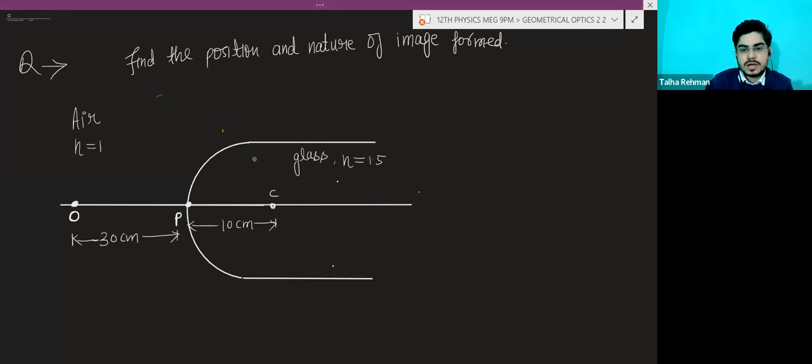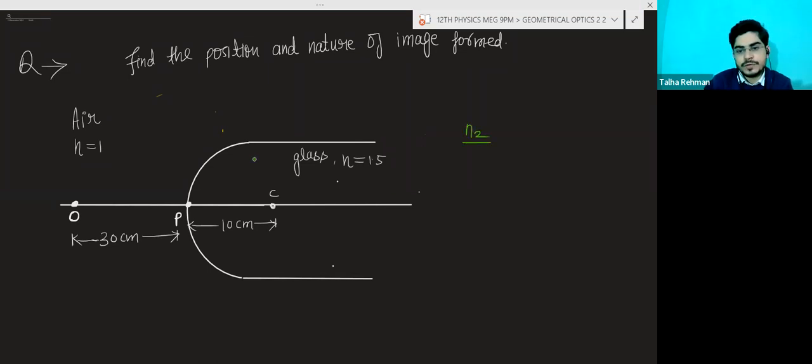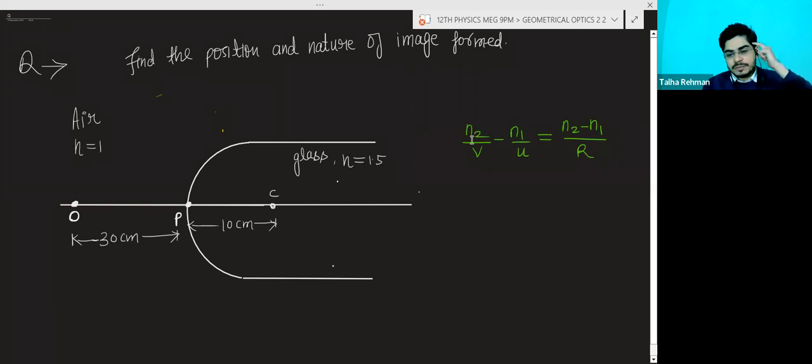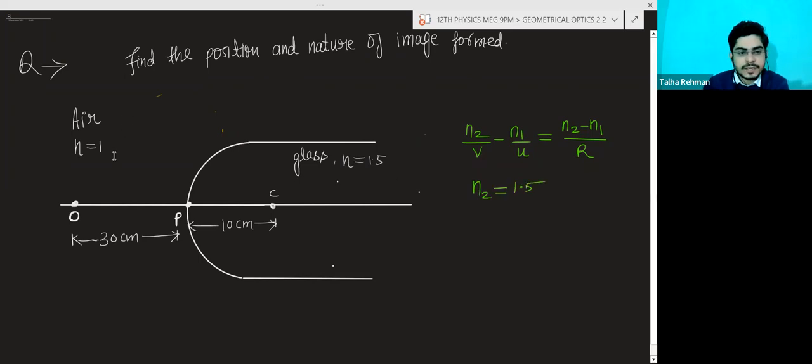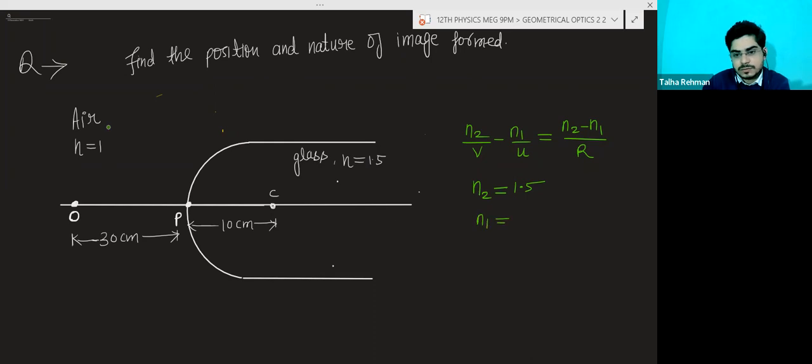Very easy. We have this formula: N2 by V minus N1 by U is equal to N2 minus N1 by R. What is N2? Refractive index of the medium in which the light is going. Object is placed here, so from this object the light will go in this medium. So for N2, you will take the refractive index of the glass, so the value of N2 will be 1.5. And N1 is the refractive index of the medium from where the light is coming. Light is coming from the air, so N1 you will take 1.